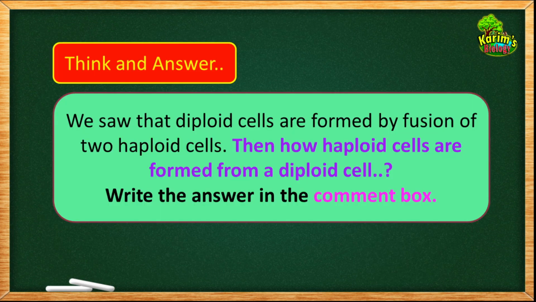So in the previous slide I have shown you that 2 haploid cells combine together to form a diploid cell. Then how are haploid cells formed from a diploid cell? So this is the question. Write the answer in the comment box if you know it.